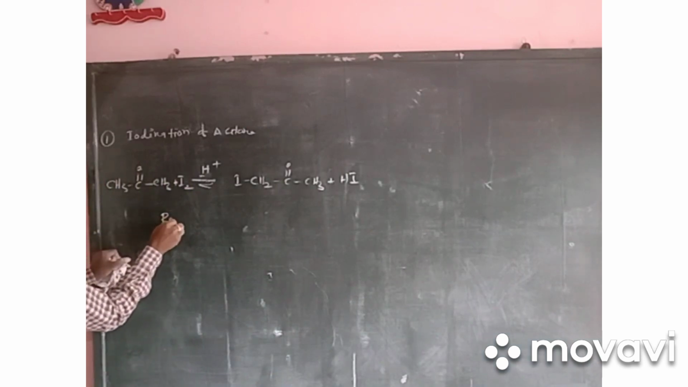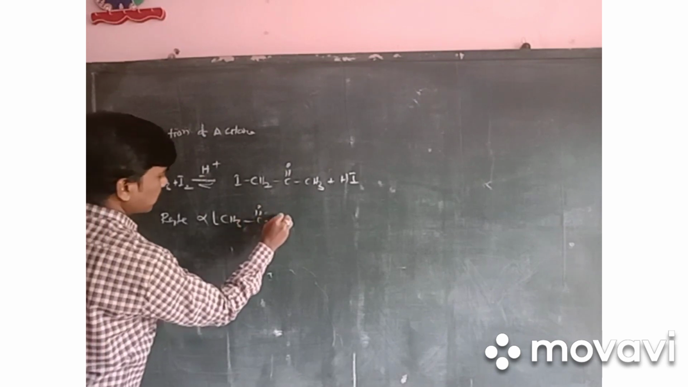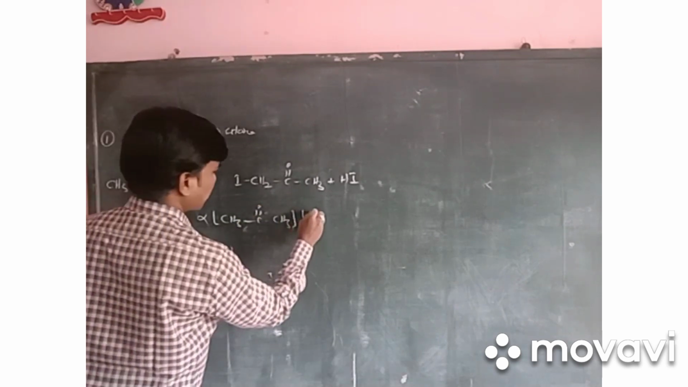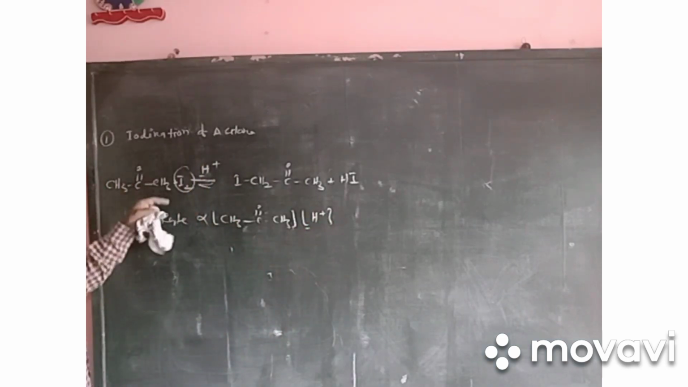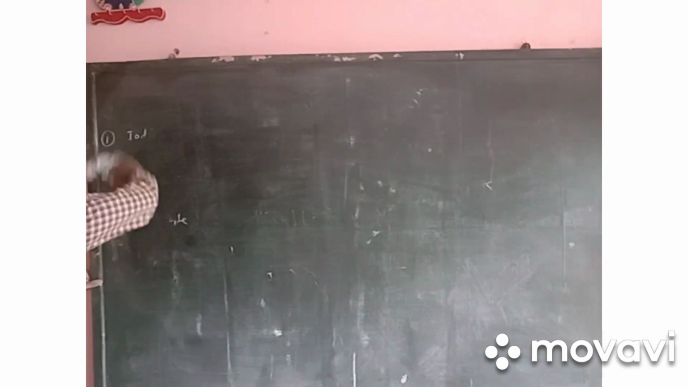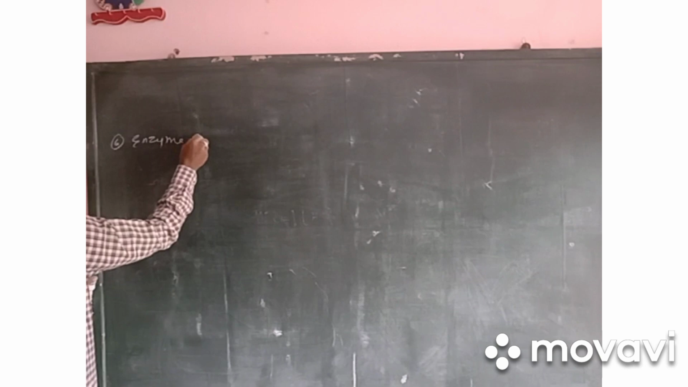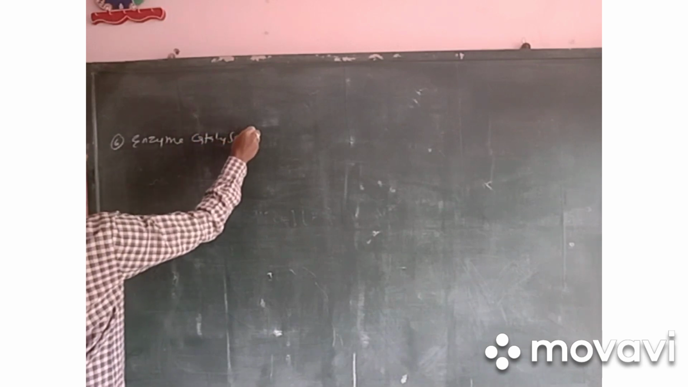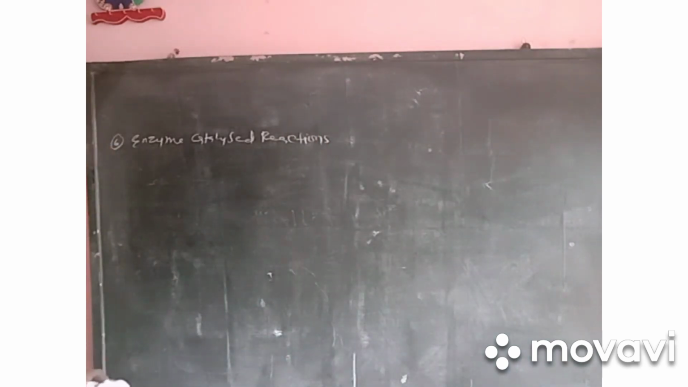So here rate we can express like this. Rate is directly proportional to CH3 C double bond O CH3 and H plus concentration, but it does not depend on iodine concentration. With respect to iodine, this is a zero order reaction, not with respect to overall, right? And one more example for this is enzyme catalyzed reactions. Enzyme catalyzed reactions will come under zero order reactions.